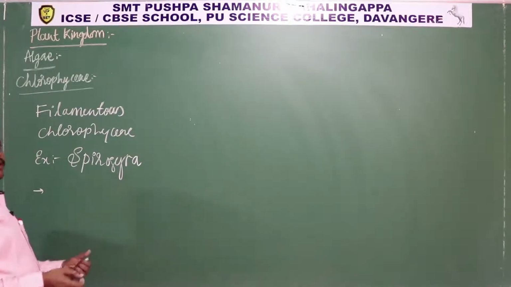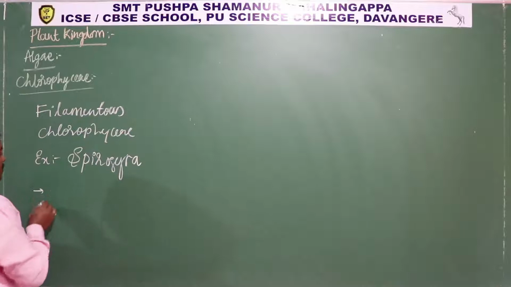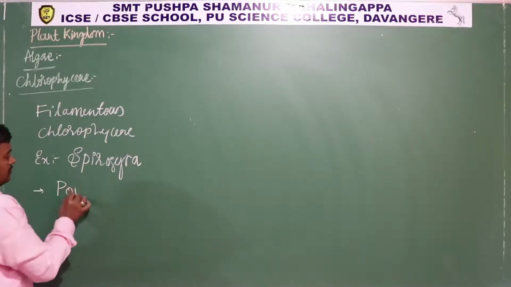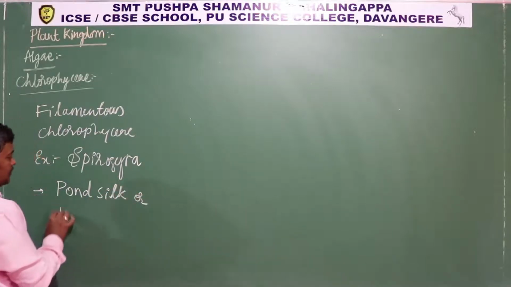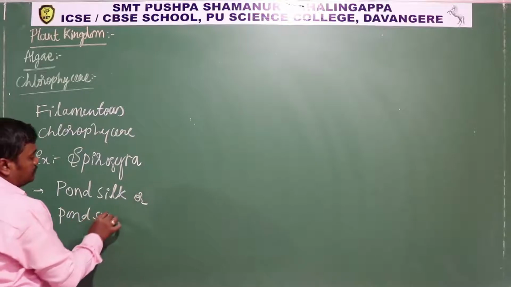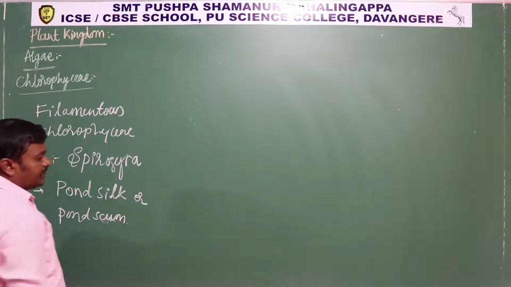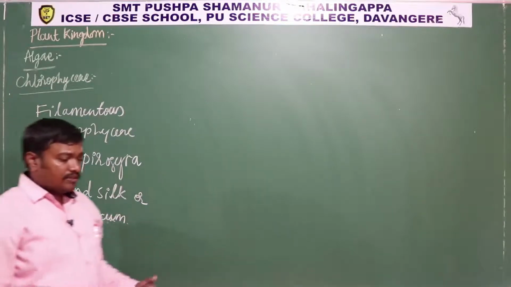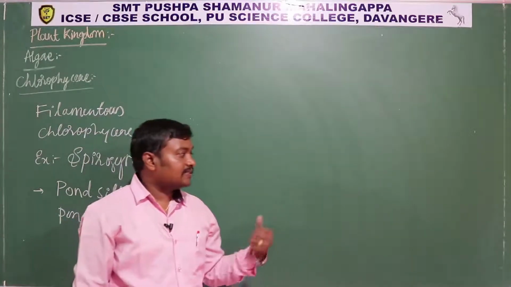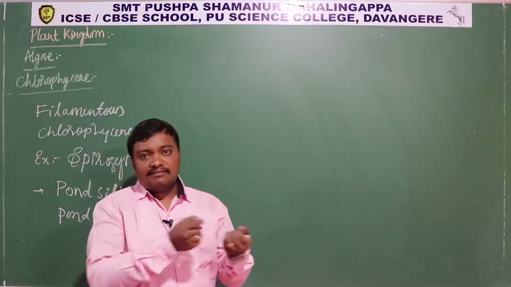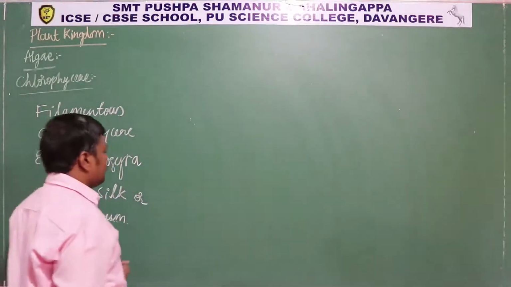In Kannada we say that algae has grown, and in that algae usually Spirogyra is most common. It is commonly called pond silk or pond scum. Usually it is found in fresh, standing water. It is a filamentous alga, a very thin thread-like structure. As we discussed in fungi, there was a thin thread-like structure, and here also there is a thin thread-like structure. That is the vegetative structure.